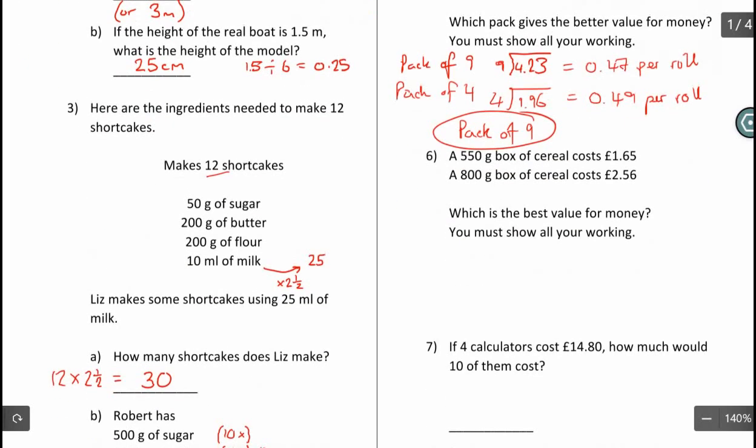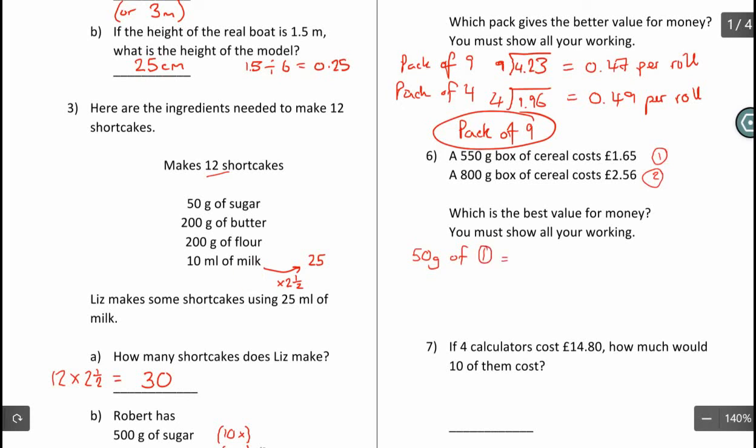Okay, number 6, bit of a harder best value question. So 550 grams of cereal cost this, 800 grams cost £2.56. Which is the better value for money? So we need to compare the same amount of grams. I'm going to go with 50 grams because 50 goes into both of those. I'm just going to label these 1 and 2. So 50 grams of option 1.